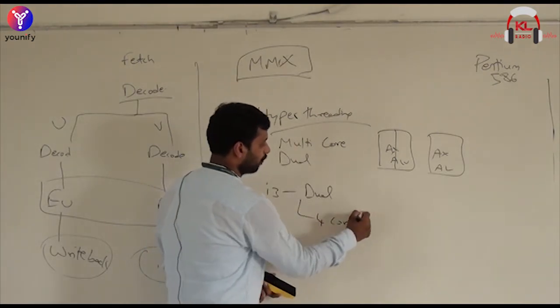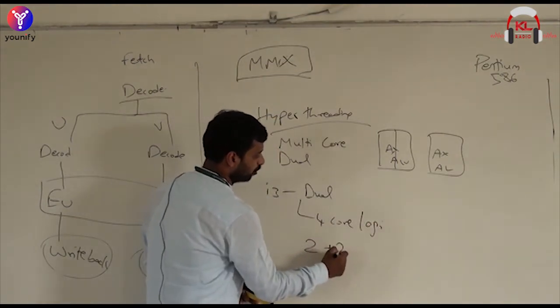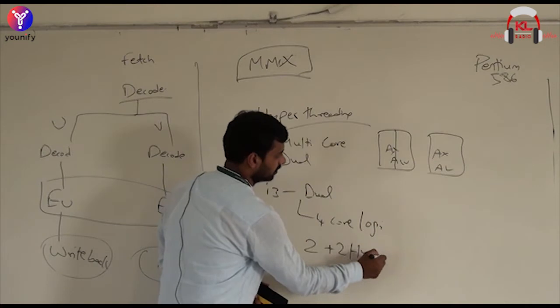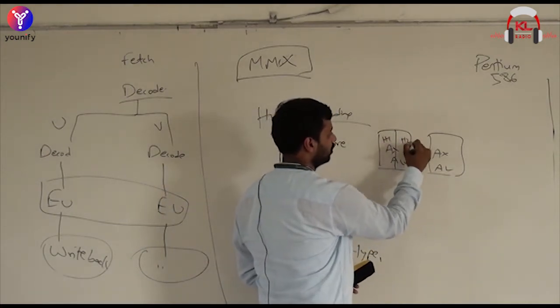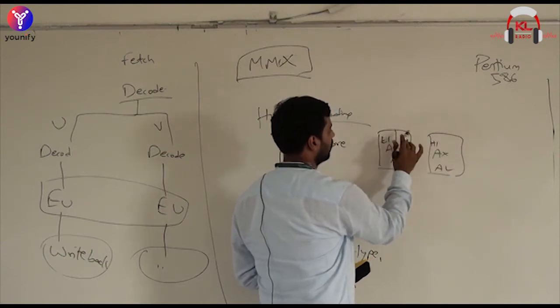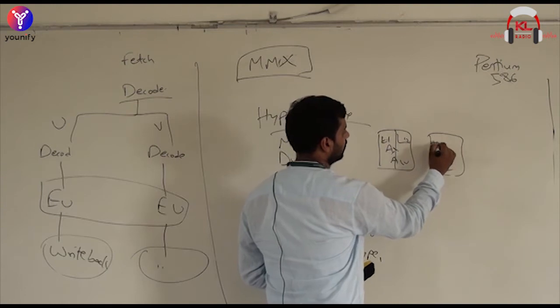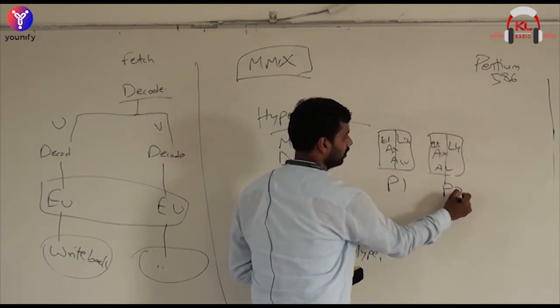So ideally there are 4 logical cores. That means 2 physical cores and 2 hyperthreads. So if I have 2 physical cores and I have hyperthread 1, hyperthread 2, a logical processor 1, logical 2, logical 3 and logical 4. Physically there are only 2 processors.